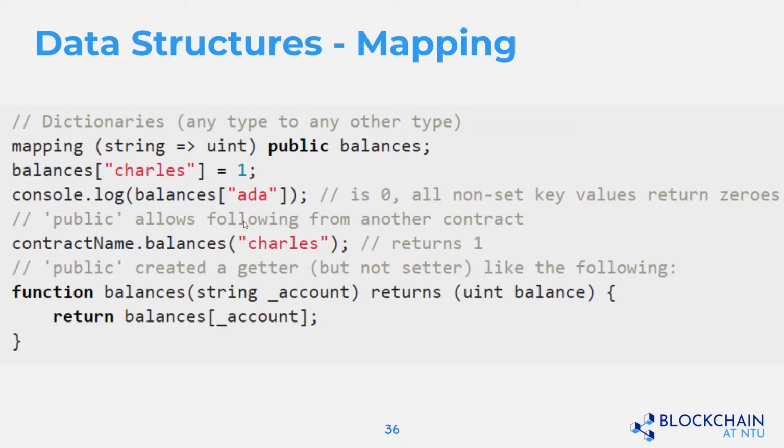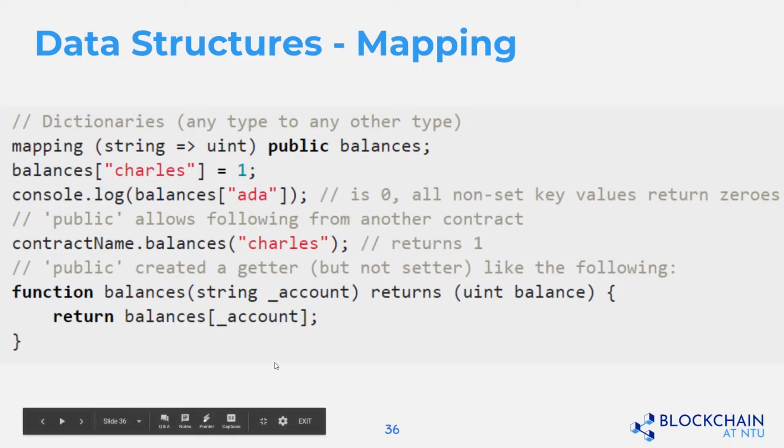Okay? Then, for example, here you can try logging the word balances and the name Ada, right? And it's going to return you 0 because you didn't set any value for Ada over here. You only set a value to the key of Charles. So everything is initialized to be the value 0, so Ada will just return you 0. Okay? But if you put balances Charles, it returns you 1 because you set it over here initially. Okay?